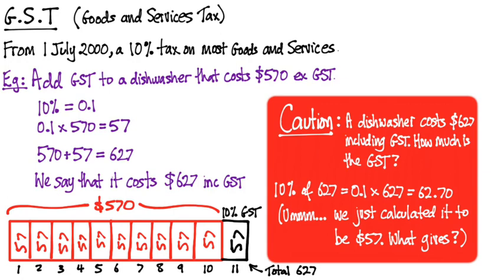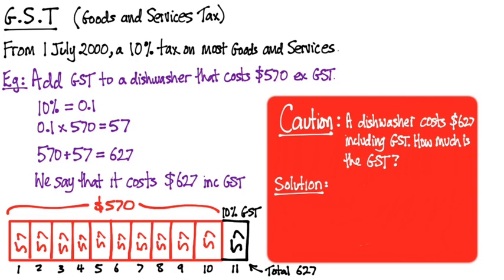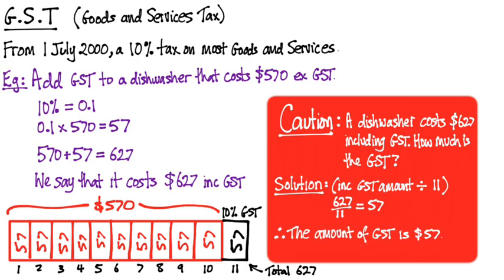But you'll see now there are actually 11 pieces that make up the final amount, because we took one of these slots of 10%, added it on top for the GST. So in other words, to work out how much GST is, we have to divide it by 11, because there's now 11 pieces. So to do it, we take the GST inclusive amount, divide it by 11, and that will give us the correct amount for the GST. So we say that their amount of GST is $57.